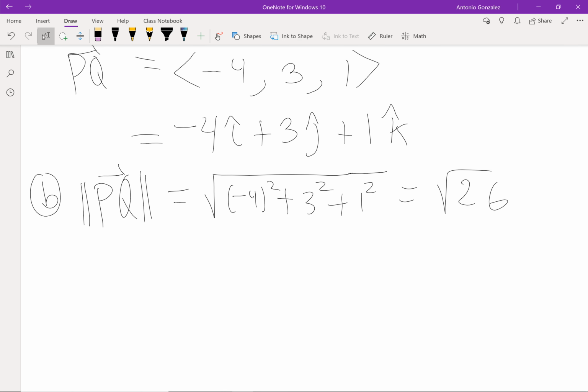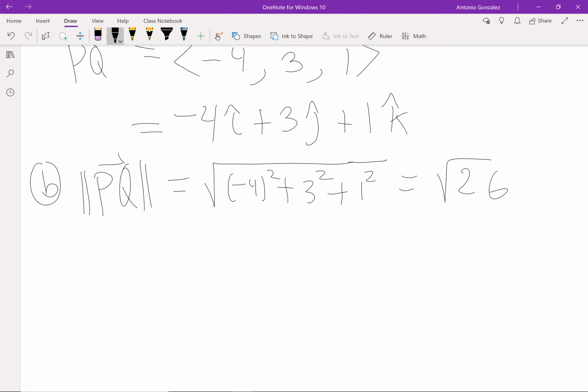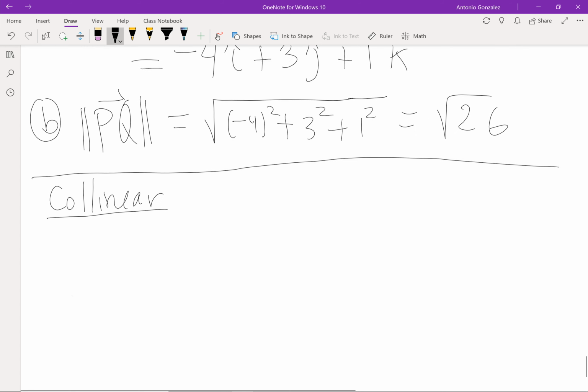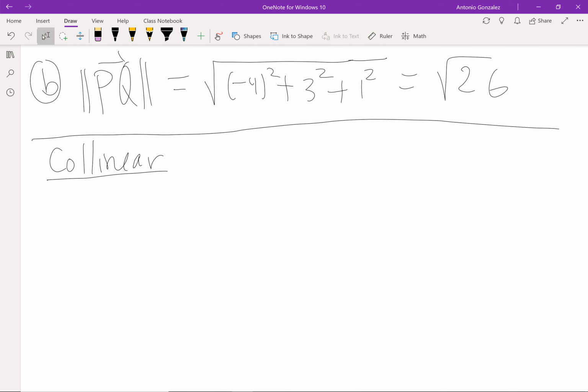Let's move on here. And the last thing here is this idea of collinear. The idea of collinear is that points are collinear if they all lie on the same line here.